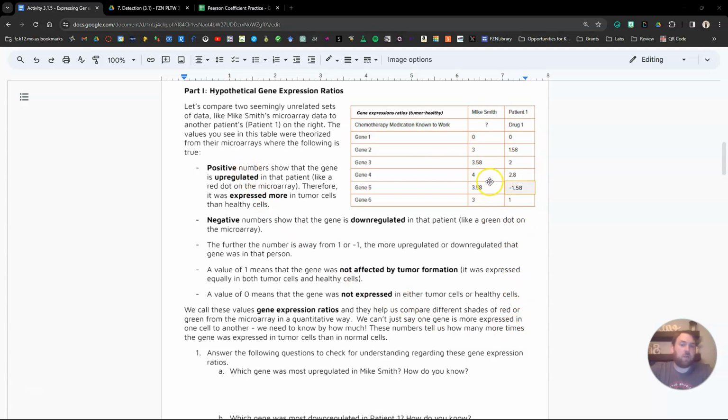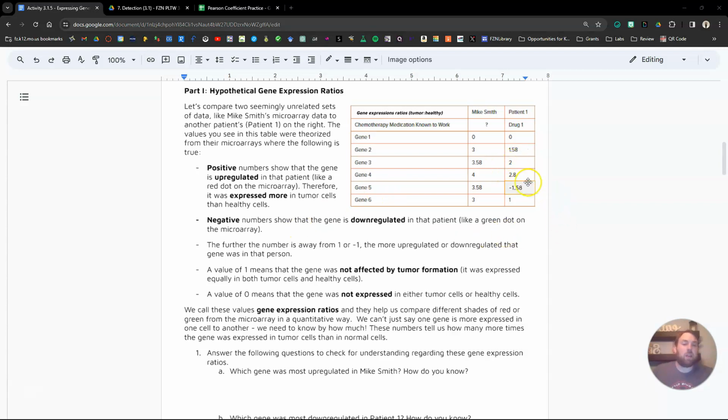Positive numbers in this table demonstrate that that gene is upregulated or would have been red in the microarray, meaning that it's expressed more in tumor cells than in healthy cells. So, for example, gene number 2 in Mike Smith was expressed quite a bit more than it was in his normal healthy cells, whereas gene number 2 in patient 1 wasn't quite as red, therefore isn't expressed as frequently compared to normal cells in the tumor cells.